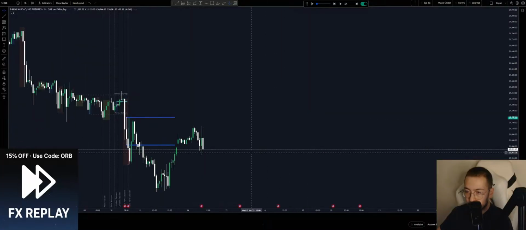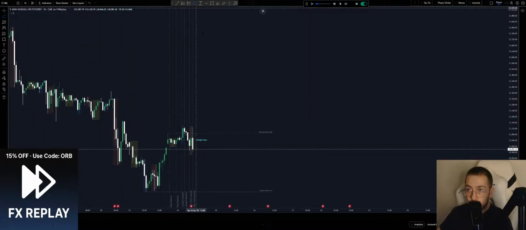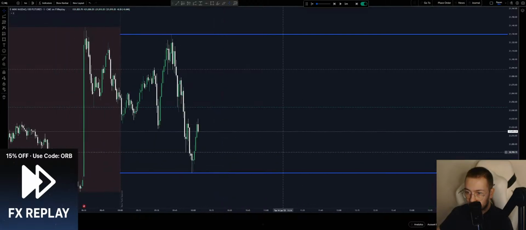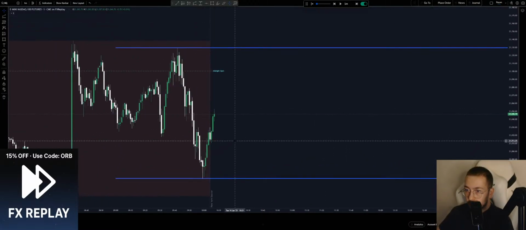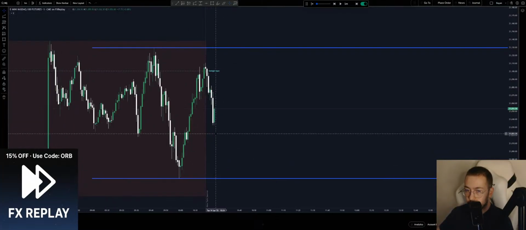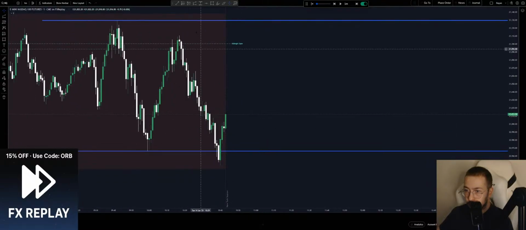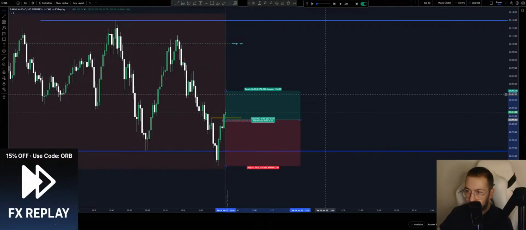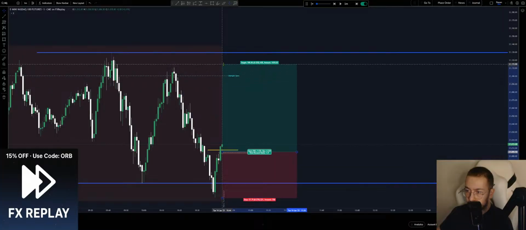New York session. High and low. 1 minute. No, we did not sweep anything yet. Okay, so we do have a break of structure here. Do we have another fair value gap? Yeah, we have a fair value gap here. The price retested. We go for longs. Limit order. That is your stop. 2 risk to reward.